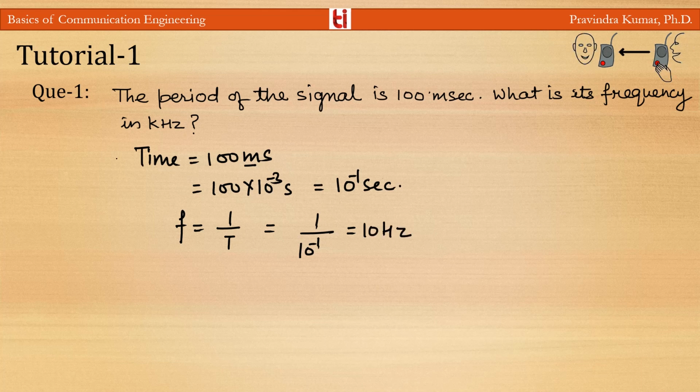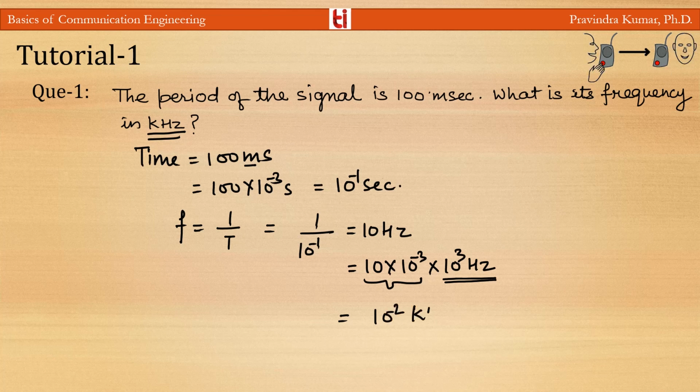But you need the frequency in kilohertz, so we can convert 10 hertz to kilohertz. You can say 10 into 10 to the power minus 3 into 10 to the power 3 hertz. 10 to the power 3 hertz means 1 kilohertz, so it is 10 to the power minus 2 kilohertz. So if the period of the signal is 100 millisecond, then the frequency is 10 to the power minus 2 kilohertz.